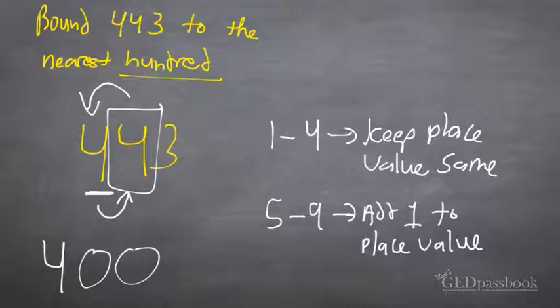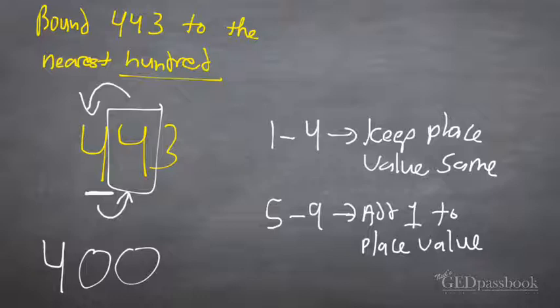Okay? All because of that number to the right of your place value. The number to the right, the neighbor, the buddy. That 4 in the middle told us our hundreds place must stay the same. Keep place value the same. Keep this one the same and make everything else 0.